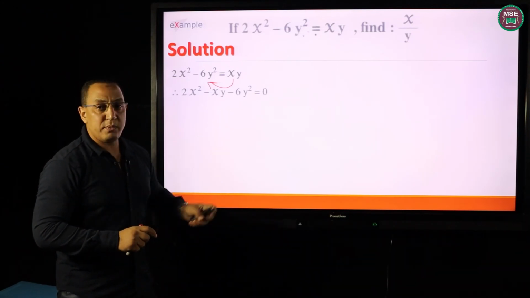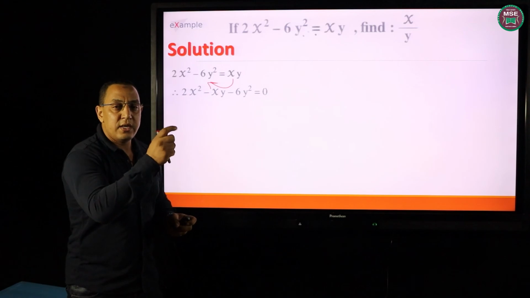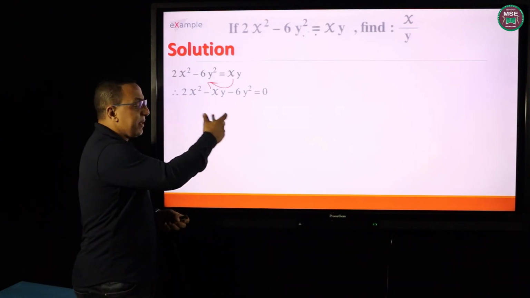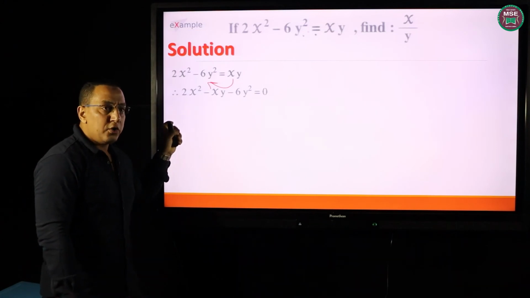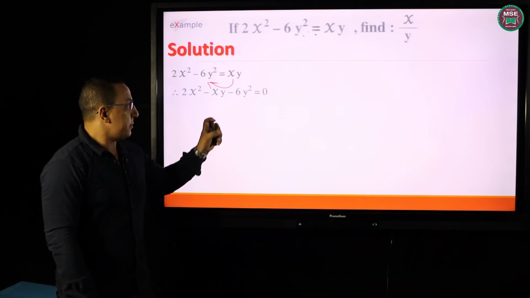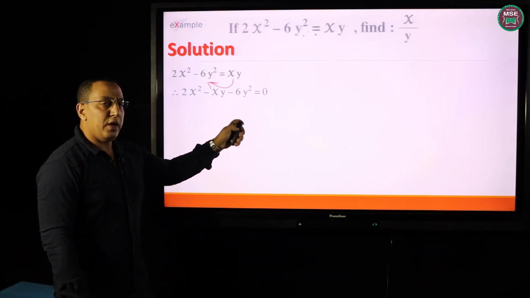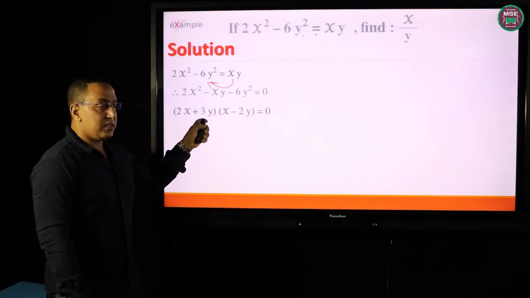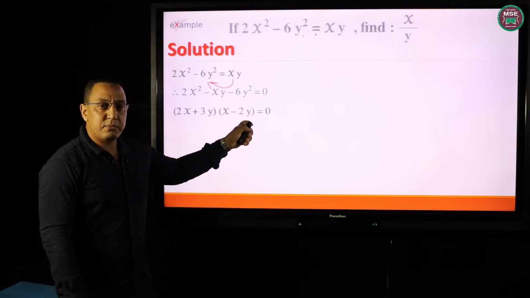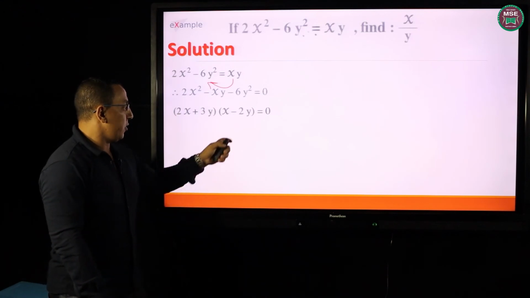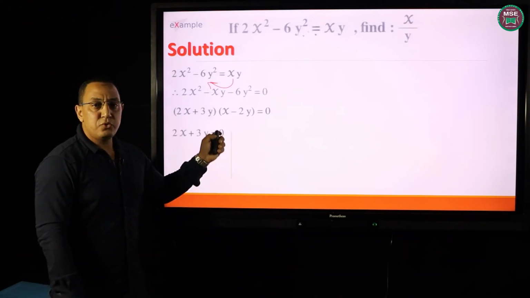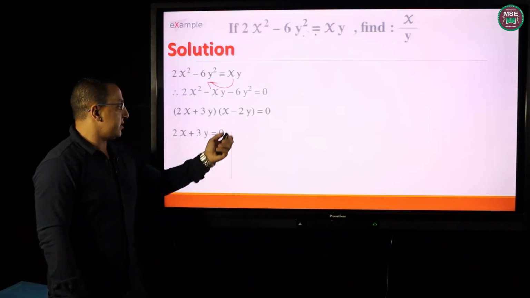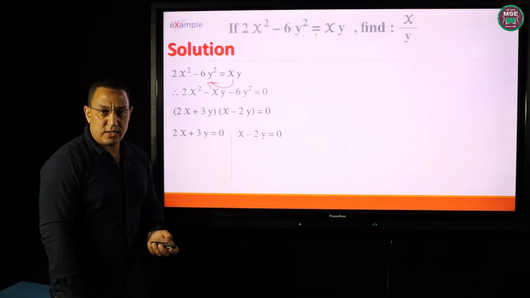Now I have a trinomial. I'm going to factorize this trinomial by opening two brackets and distributing 2x squared as 2x and x, and distributing 6y squared as 3y and 2y, like this: 2x plus 3y and x minus 2y. Now I'm going to separate the two expressions. The first one equals 0 and the second one equals 0.